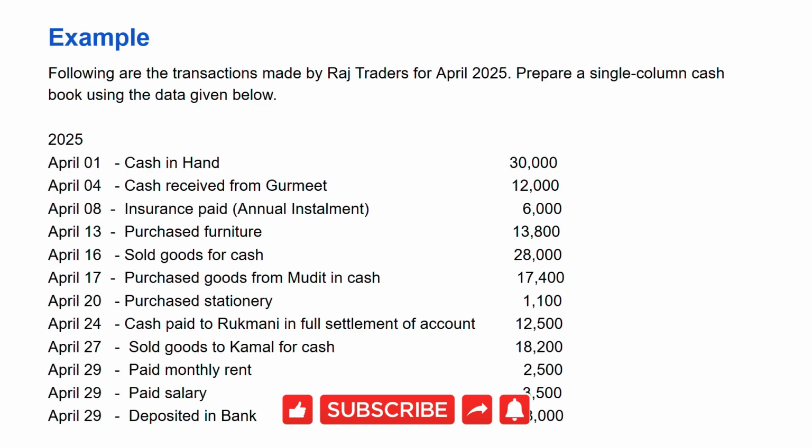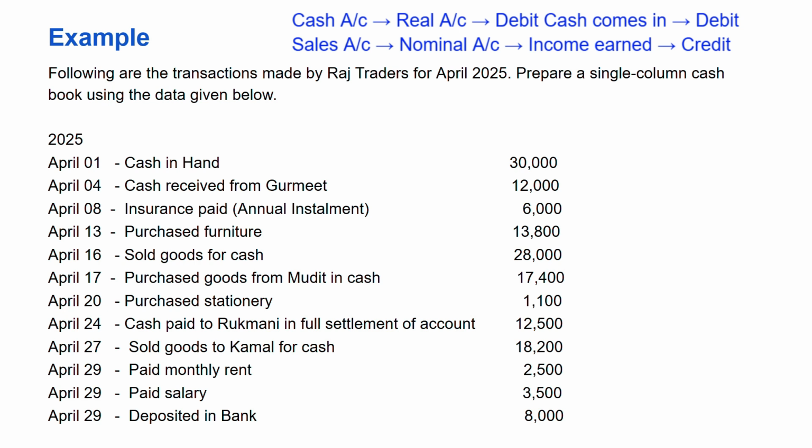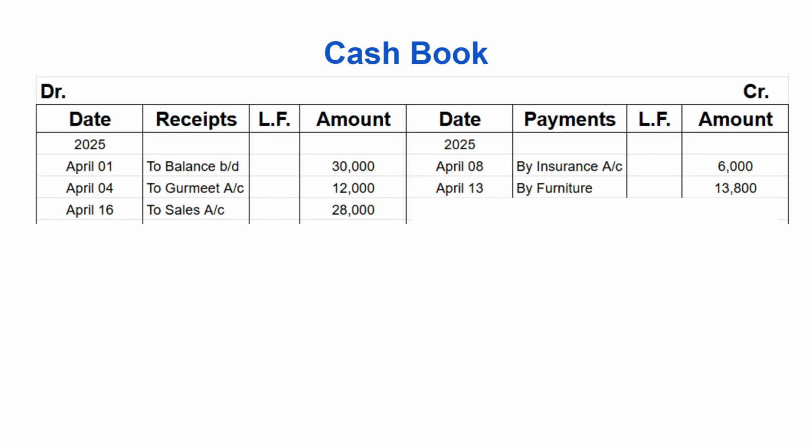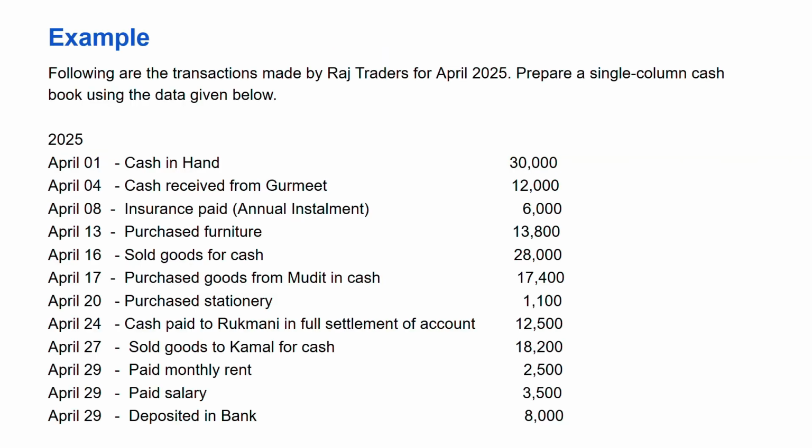Next, April 16, sold goods for cash 28,000. Here the two accounts affected are cash account and sales account. Cash account is real account, and cash comes in the business, so debit what comes in. And sales account is nominal account, and sales, it is an income, so credit all incomes and gains. Let's see how we'll record it. Cash book, April 16, to sales account 28,000 because cash comes in the business, so corresponding entry to sales 28,000 rupees. Next, April 17, purchase goods from Mudit in cash 17,400.